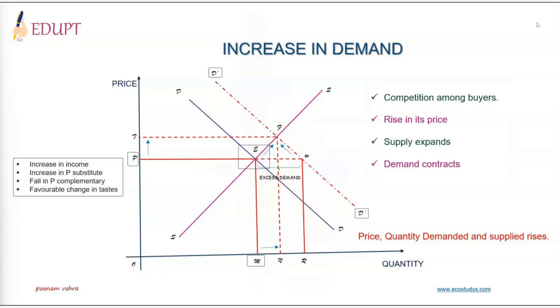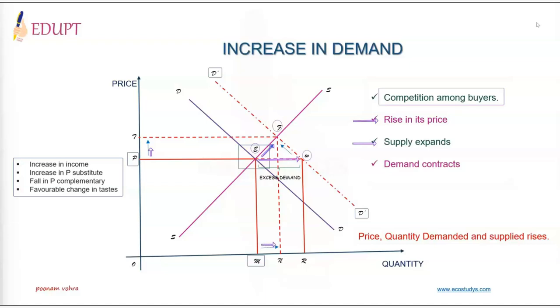At equilibrium price, because of increase in demand, there is extra demand to the extent of EW. Because of this extra demand, there is competition among the buyers. Due to this competition, so market price starts rising. At rising prices, producers are now willing to produce and sell more. So supply expands towards point F or towards its right.